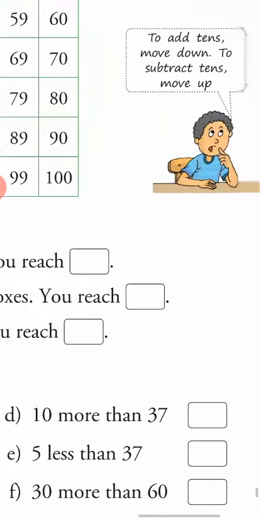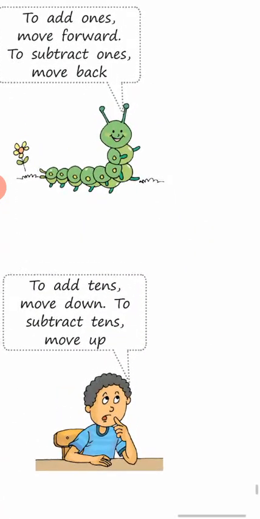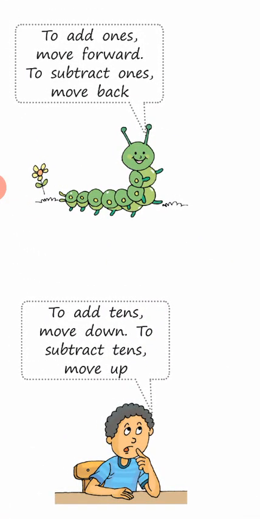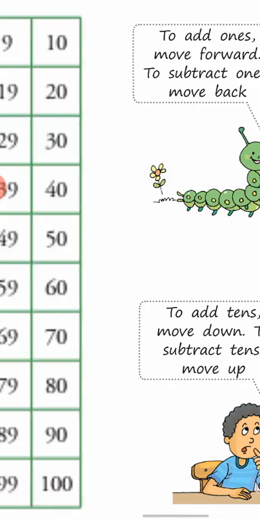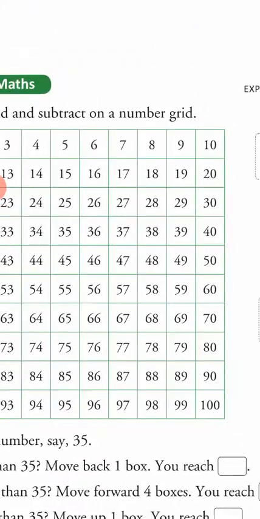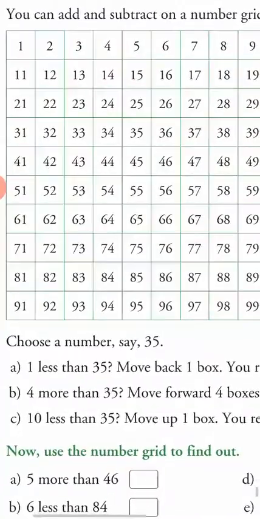But you are to just keep in your mind these two things: if you add once, move forward; if you subtract once, move back; to add tens, move down; to subtract tens, move up. Means if you have 10 now, you can just directly move down if you are to add, and if you are to subtract tens, then you will move towards the upper side. I hope this grid is clear to everyone.